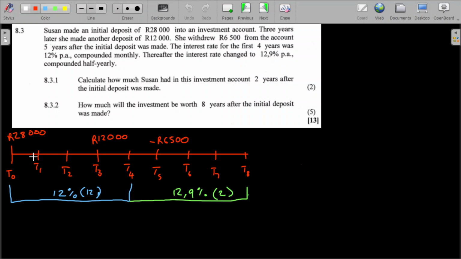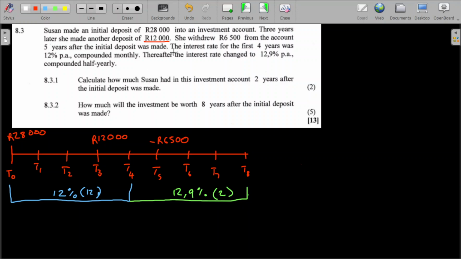So from T0, 3 years later, she made another deposit of 12,000, which is this one here. And then she withdrew 6,500 from the account 5 years later from the initial deposit. Now 5 years later, 1, 2, 3, 4, 5. This is here from the initial deposit. That's where the 5 years is. Then she withdrew 6,500 from the account.